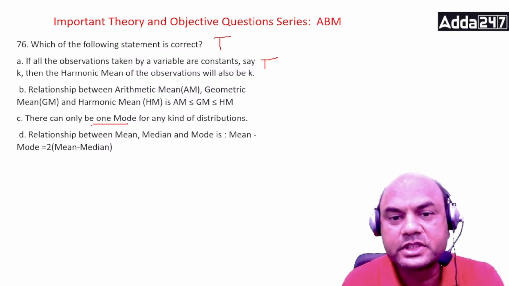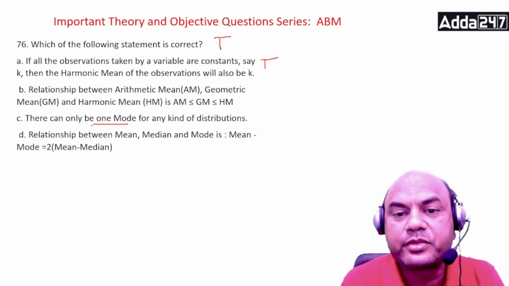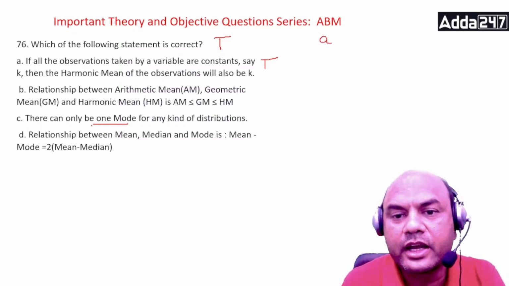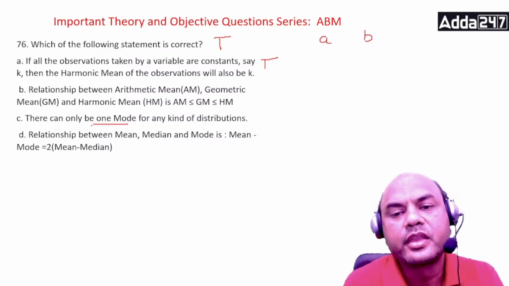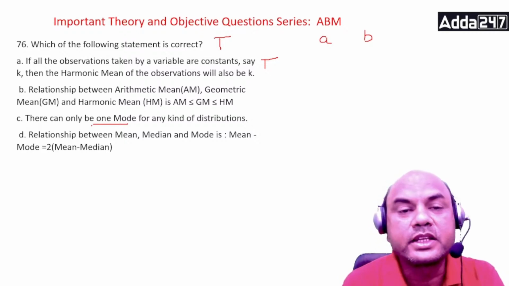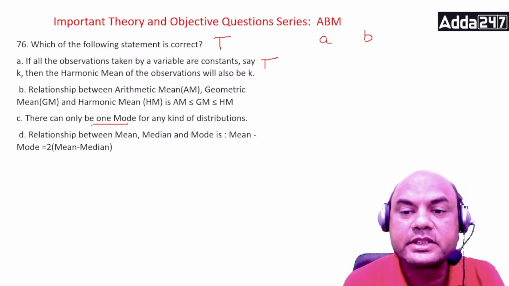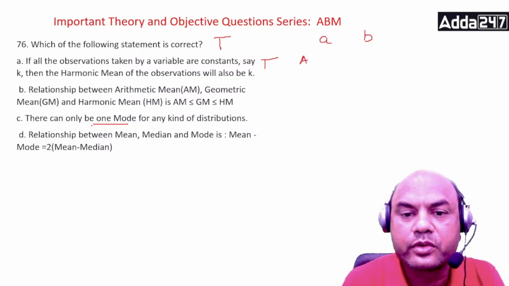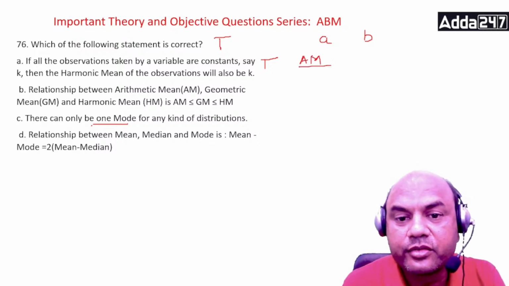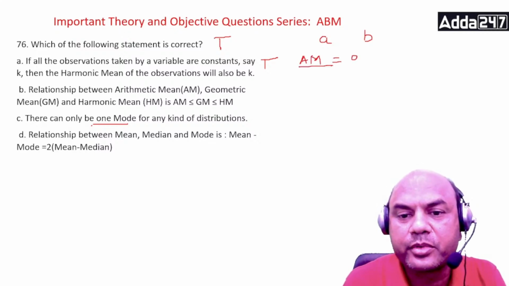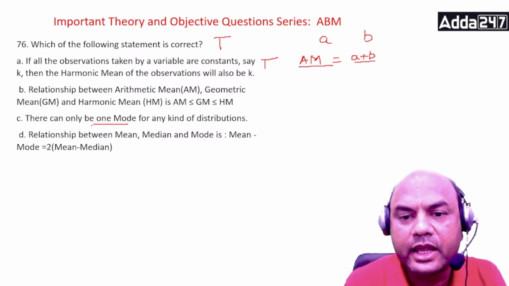Shall I show you? See this. Let's say I have two observations A and B. So what is the arithmetic mean? Arithmetic mean is (A plus B) upon 2. See, I'll show it over here. AM equals (A plus B) upon 2. So this is my arithmetic mean.